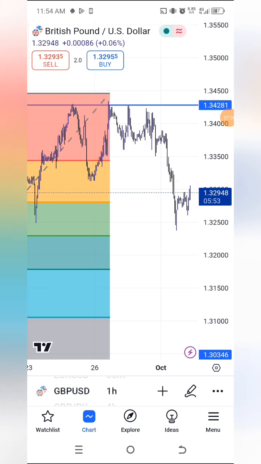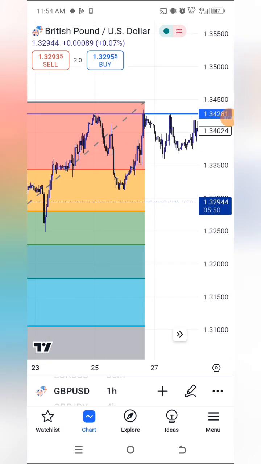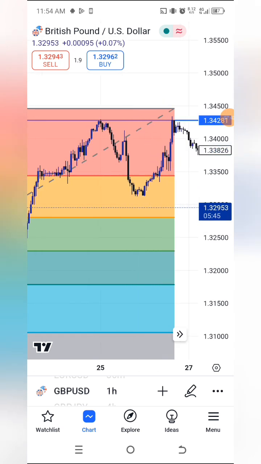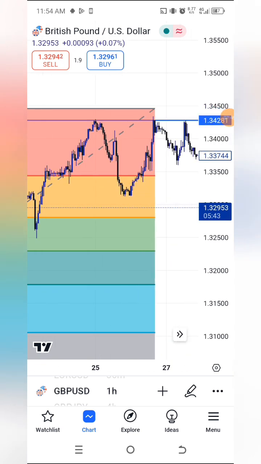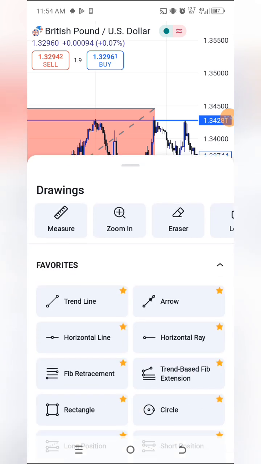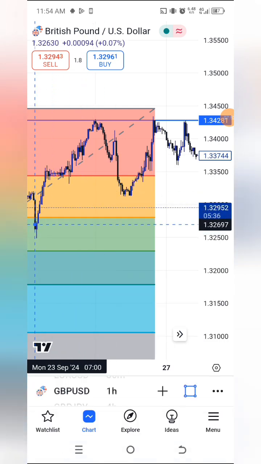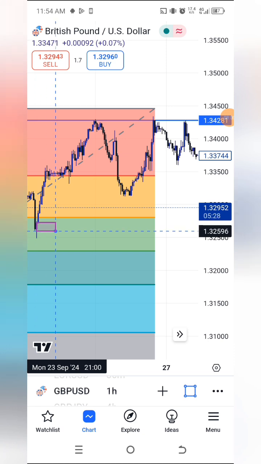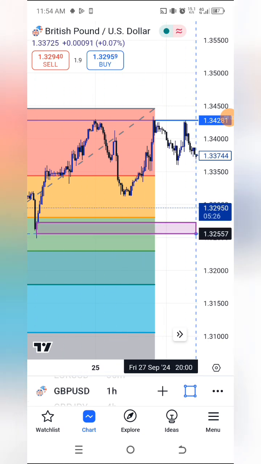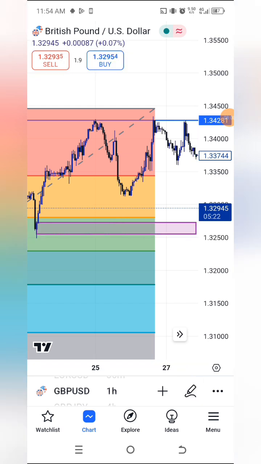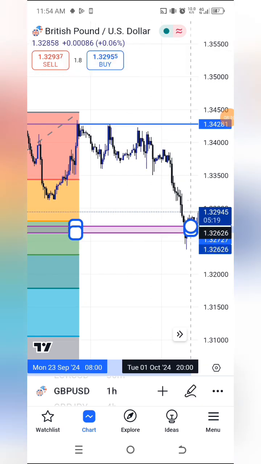So what really happened? If you look closer, you realize that it formed sort of a double bottom. I don't know if you can see. Let me just draw an order block. Yes, so you can see from around here, it came and reached this area because we had a previous reaction at this area. So it just came and then it went back up.